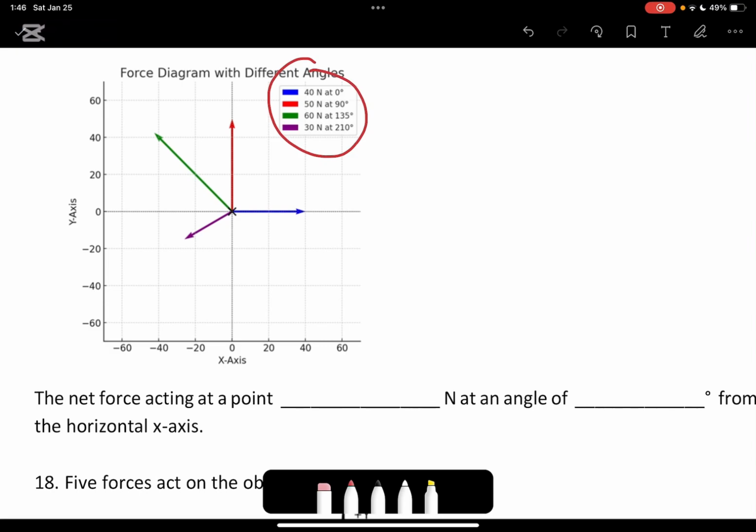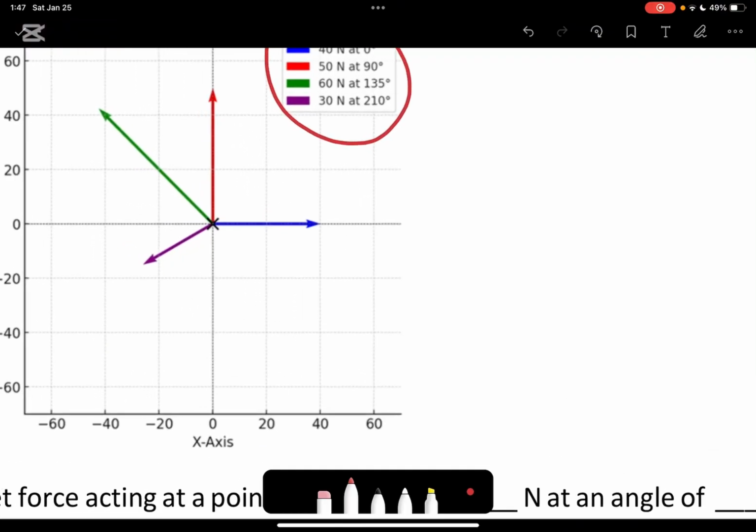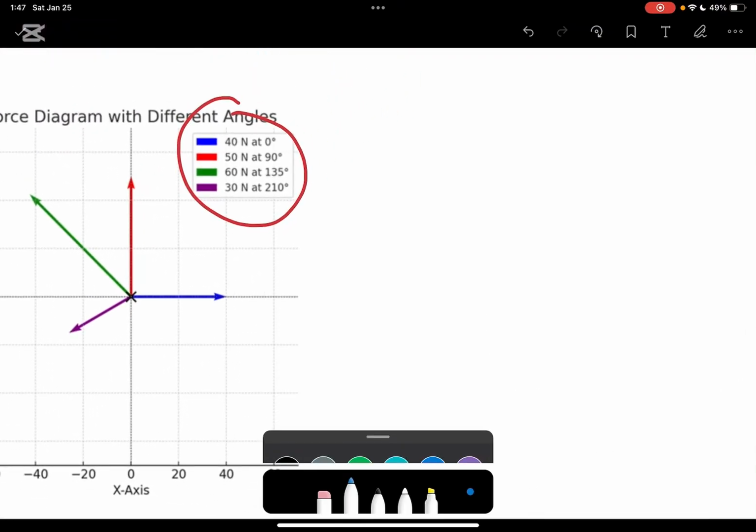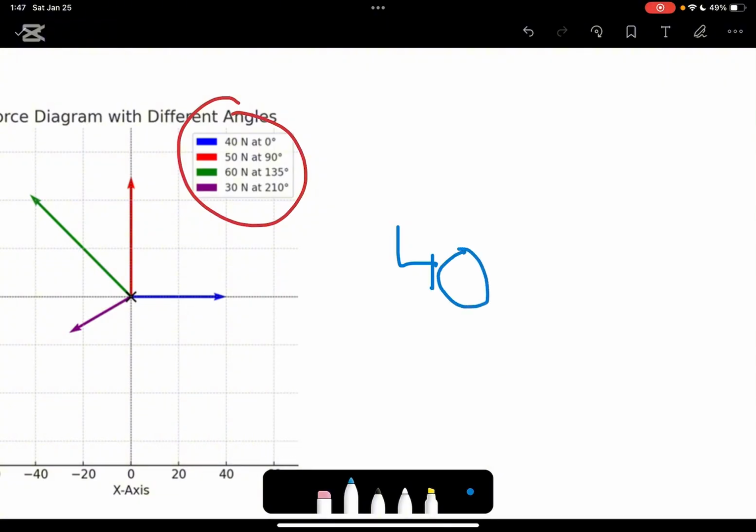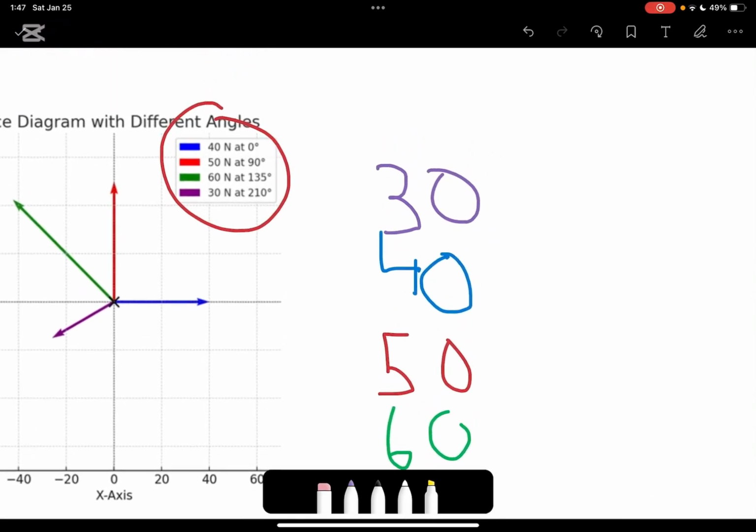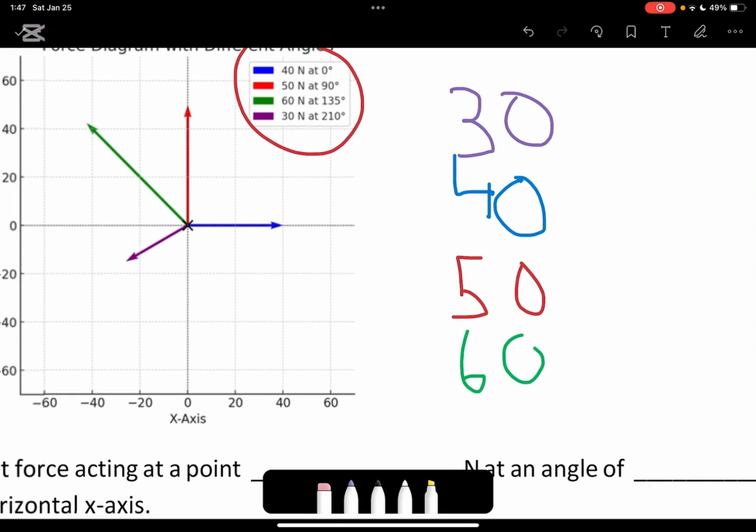Now let's continue. So the net force, if you put the blue one, 40 newtons, and let me put 50, 60, and 30. As you can see, it's going up by 10 between each color.